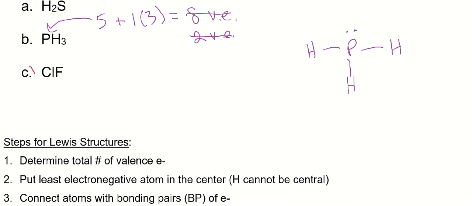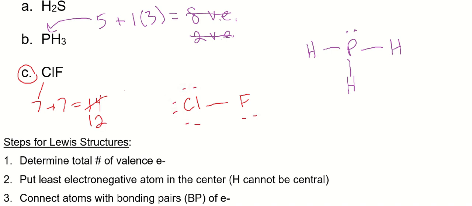All right, let's move on. The last one's going to be a little simpler. Let's go with this one here. So you've got 1 chlorine, 1 fluorine. They're both halogens, so they're both going to contribute 7 valence electrons for a total of 14. There's no central atom, so you can just connect them using a bonding pair. That's going to bring us down to 12, and put 6 on each to achieve the octet.